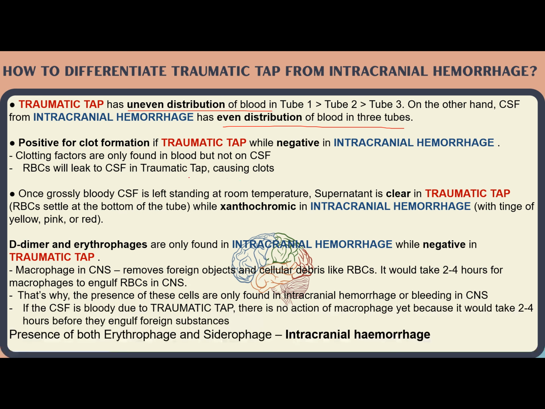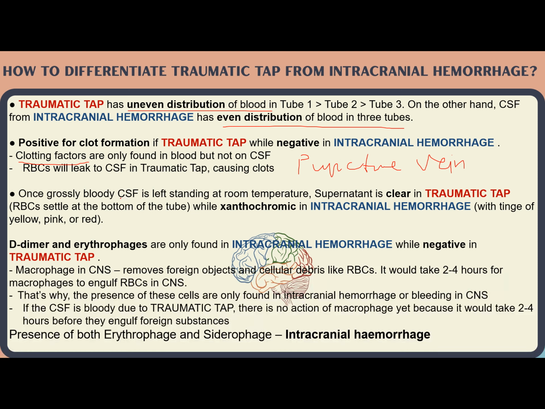So, di ba, class, your traumatic tap is usually caused by an accidental puncture to a vein or an artery. So if it's a traumatic tap, the doctor accidentally punctured the vein, there would be clot formation. The reason, class, again, is because your clotting factors are found in blood but not in CSF.